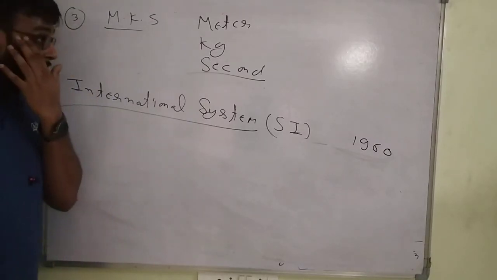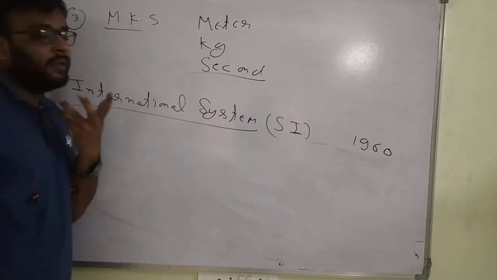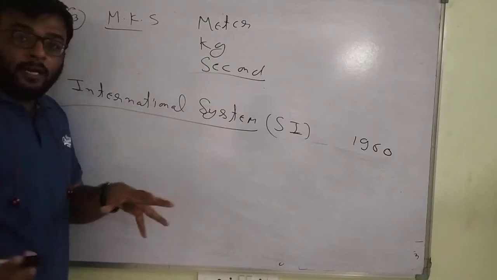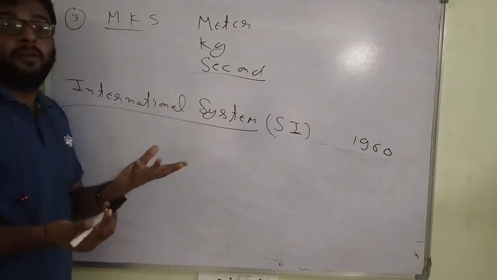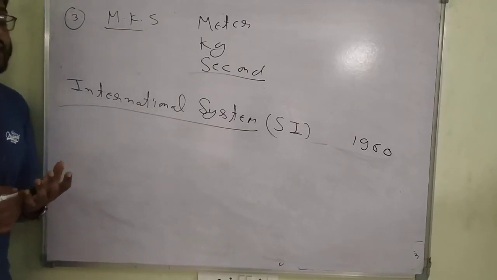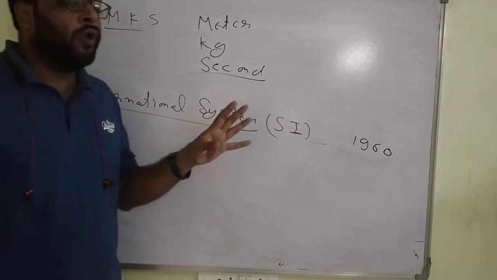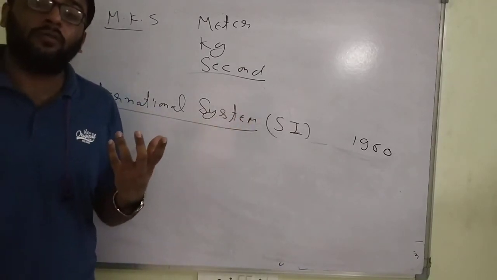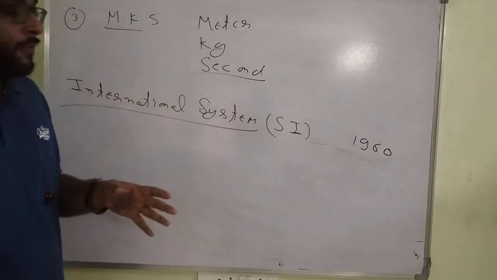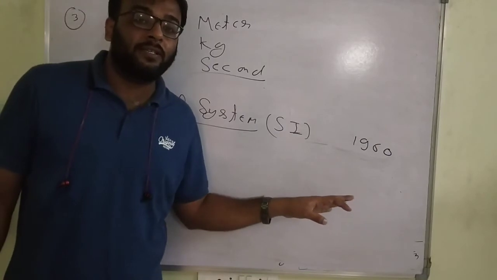So what happened? All the scientists decided in 1960 on an international unit system, made most probably in Geneva or somewhere else. They collected and considered a standard measurement of 7 basic fundamental units. It is called the SI system. From that onwards, all over the world, whether you go to China, America, London, France, Britain, wherever you go, all the countries follow the SI system.